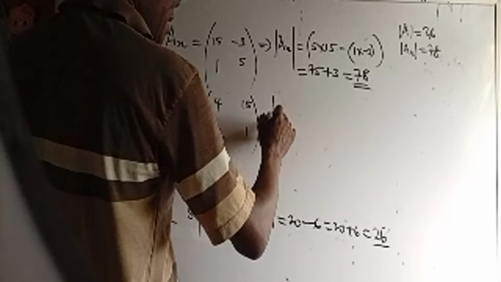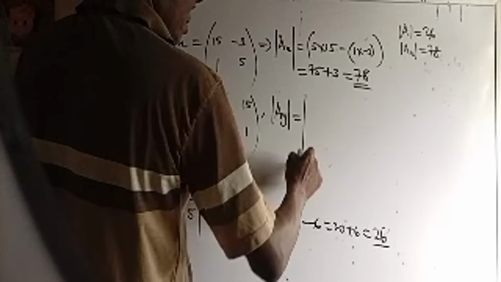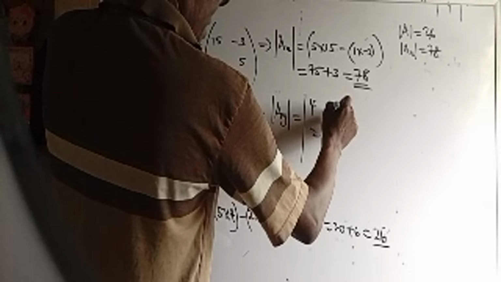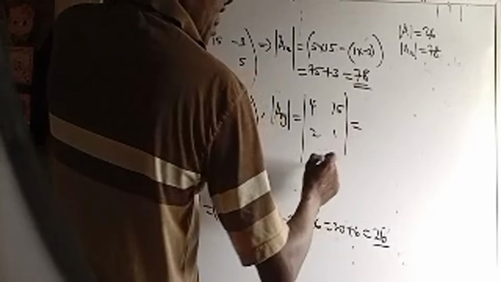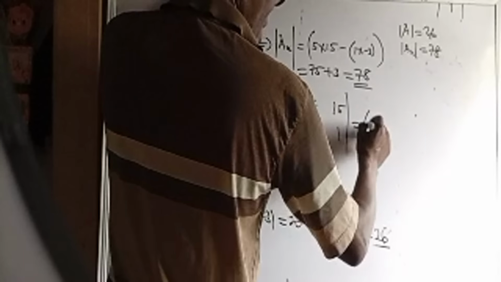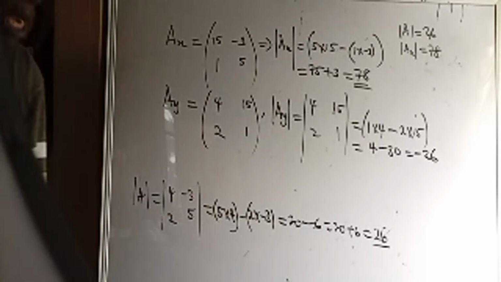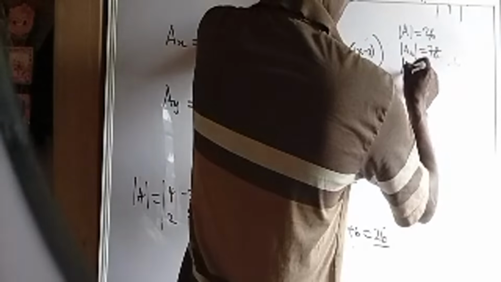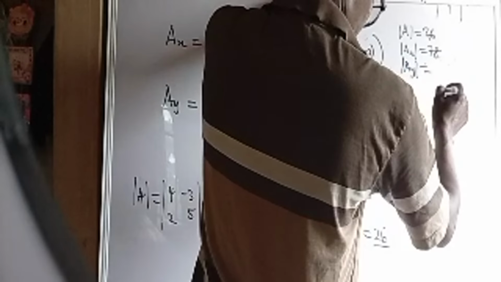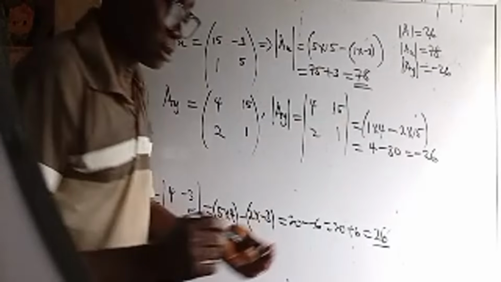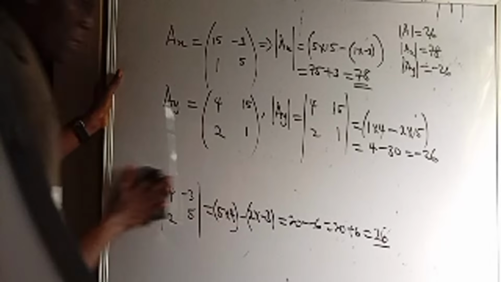So that means the determinant of AY will be 4, 2, 15, 1, which will be 1 times 4 minus 2 times 15. That gives us 4 minus 30. Is that clear? That's minus 26. Good. So let me write it somewhere. The determinant of AY is minus 26.